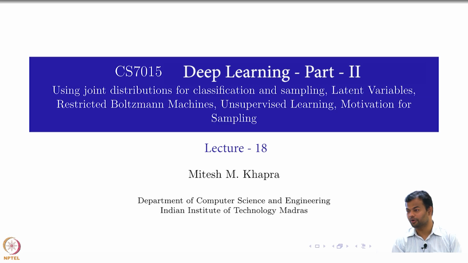In this lecture we'll talk about what we do once we have a joint distribution. Then we'll introduce the concept of latent variables, and eventually go to restricted Boltzmann machines and talk about learning in the case of restricted Boltzmann machines, which will eventually take us to sampling.